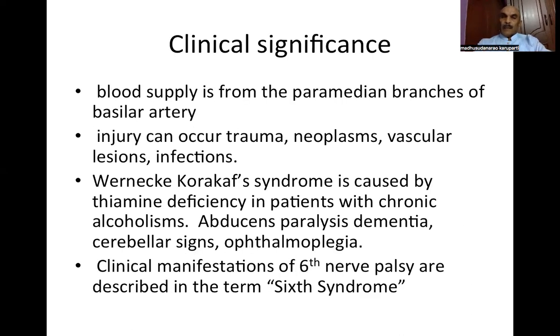Well, blood supply. It is from the branches of the basilar artery. Basilar artery gives away its paramedian branches and the perforating branches, which supplies the pons. Vascular lesion, trauma, neoplasms, or infections could be the causes of sixth nerve palsy.